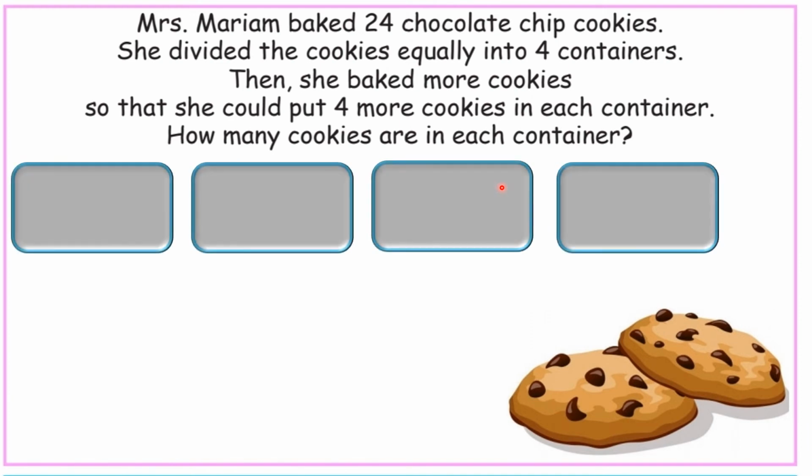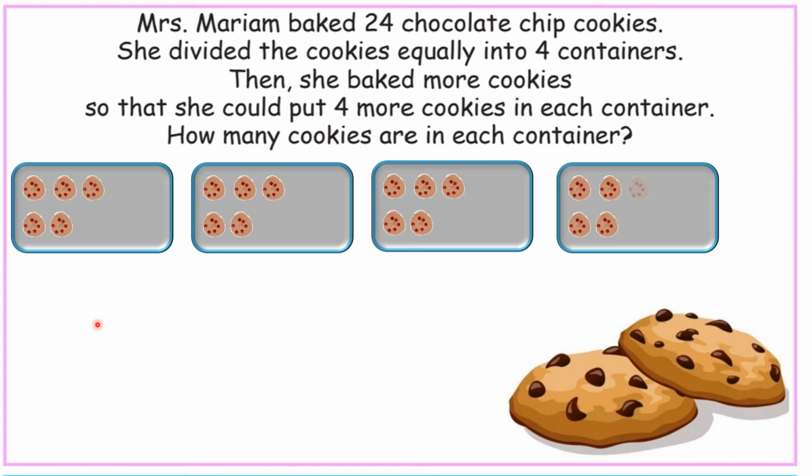So I have here 4 containers and I have 24 pieces of chocolate chip. Let's see if I divide them equally into 4. So I will put equally, starting from the first one, and I will count to reach 24 and I will see how many I have in each one. 1, 2, 3, 4, 5, 6, 7, 8, 9, 10, 11, 12, 13, 14, 15, 16, 17, 18, 19, 20, 21, 22, 23, 24. So I finished all the cookies.